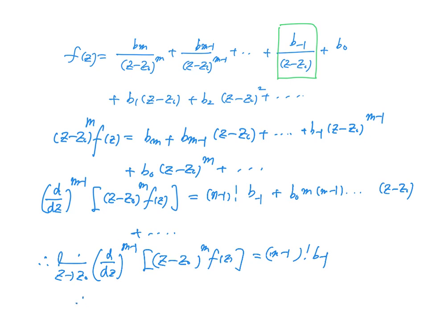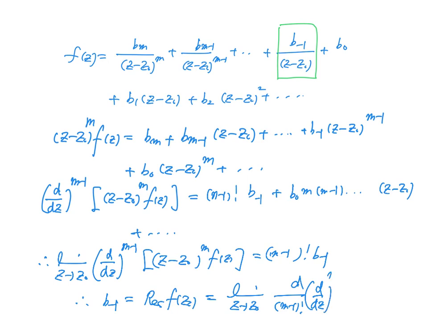So B minus 1, the residue of f at z naught, is simply this: 1 over m minus 1 factorial, times d to the m minus 1 over dz to the m minus 1, of z minus z naught to the m times f z. So that's your formula to calculate the residue.